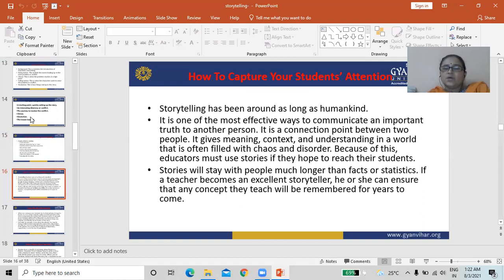Storytelling has been around as long as humankind. It is one of the most effective ways to communicate an important truth to another person. It is a connection point between two people. It gives meaning, context, and understanding in a world that is often filled with shock and disorder. Because of this, educators must use story if they hope to reach their students.